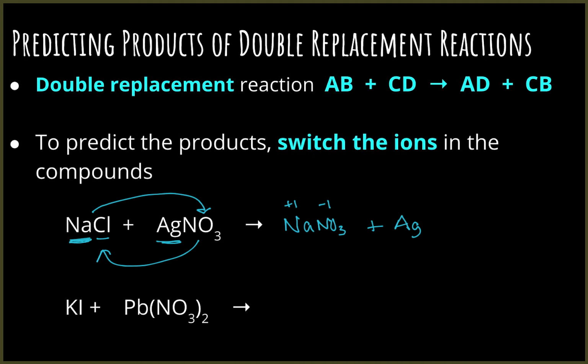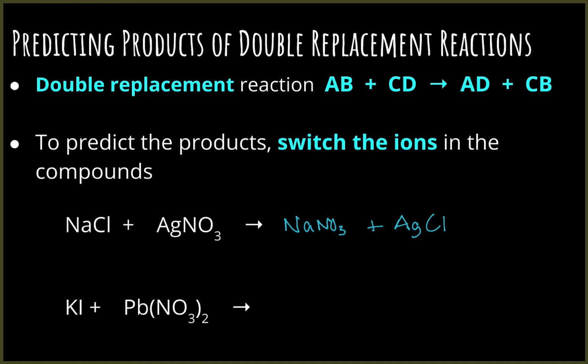So NaNO3, that's a +1 -1. And then the silver is going to combine with the chlorine. I got my arrow kind of in the wrong place here. So the Na goes with the NO3, the silver goes with the chloride. So again, +1 -1. Okay, this particular one is already balanced, so we can leave it the way it is. I'm going to get rid of all these.